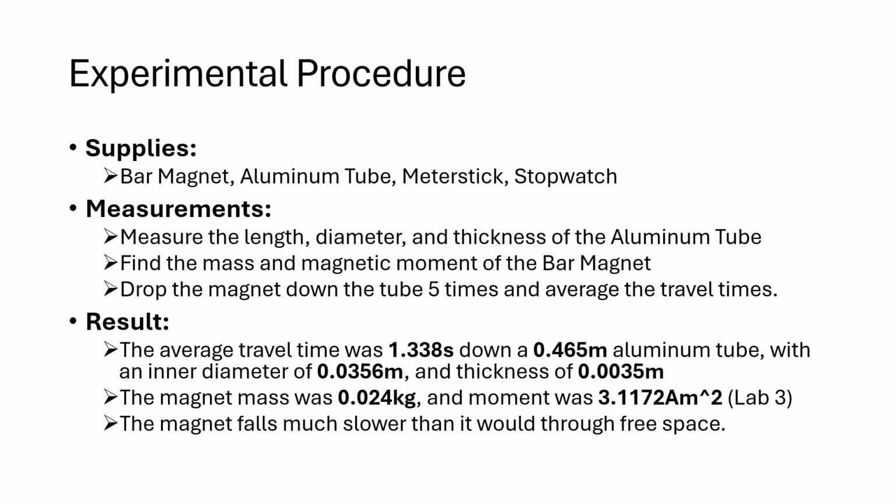What we got from these measurements is that the average travel time was 1.338 seconds down a 0.465 meter aluminum tube with an inner diameter of 0.0356 meters and a thickness of 0.0035 meters. The magnet's mass was 0.024 kilograms, and the magnetic moment was 3.1172 amp-meters squared, which we calculated in Lab 3. The magnet falls much slower than it would in free space, is what we observed.